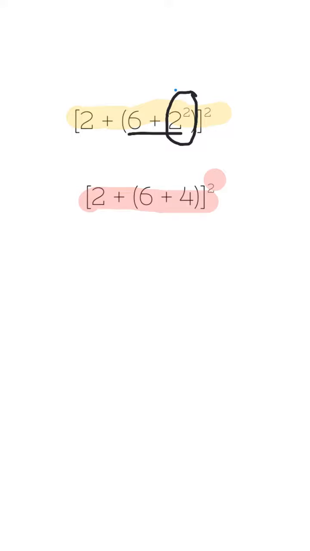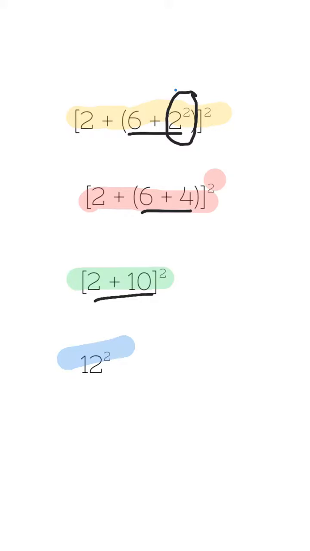Next step is now I took away the exponent, so I go with my 6 plus 4. So I have 2 plus 10 squared. I have to continue with my groupings. So my groupings would be 2 plus 10, which is in the brackets. That gives me 12 squared, which is 144.